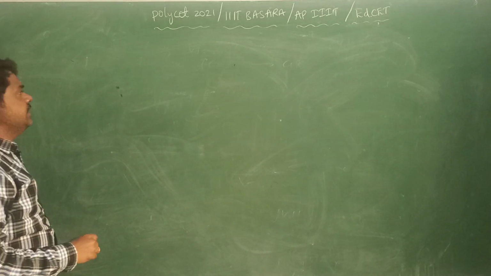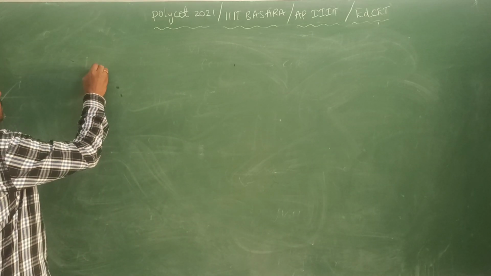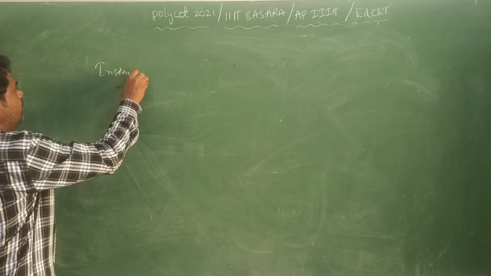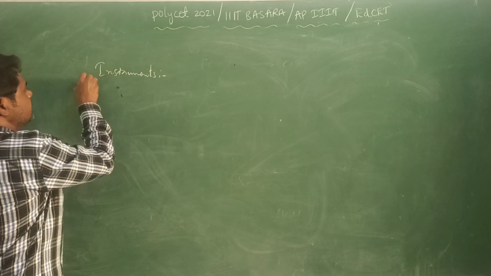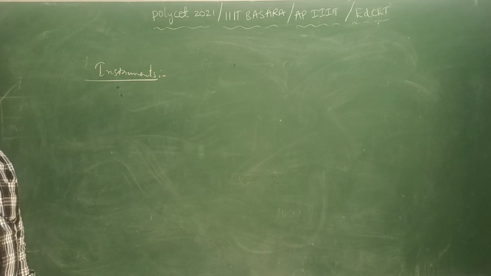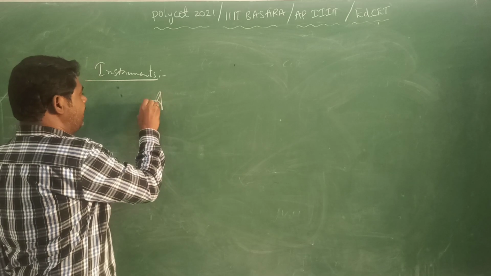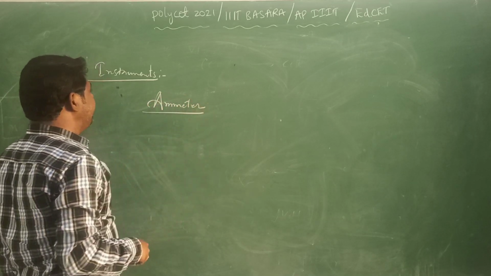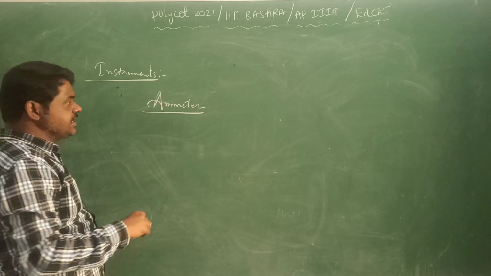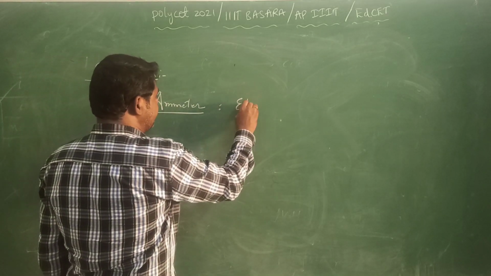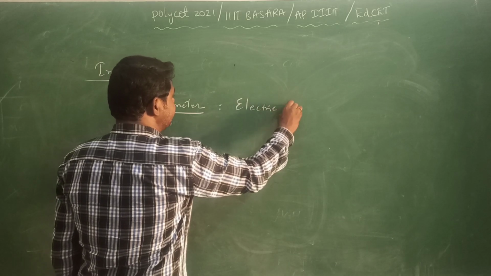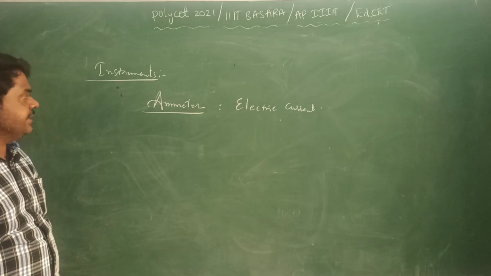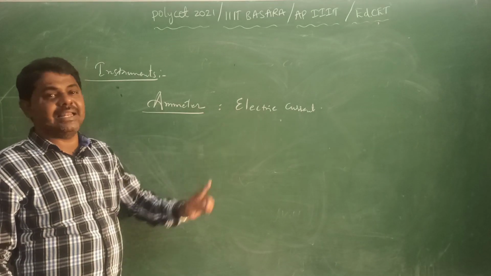Okay, now coming to some instruments. Till now we discussed some quantities. So what are the instruments? First, the ammeter. An ammeter is a device which is used to measure electric current. One of the most important bits: the ammeter is used to measure the electric current.